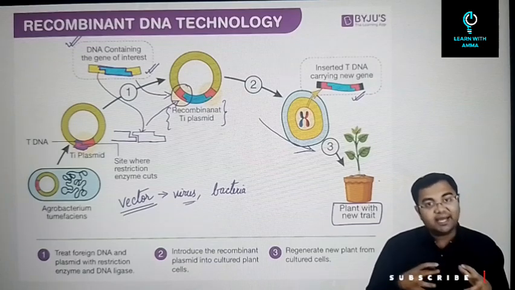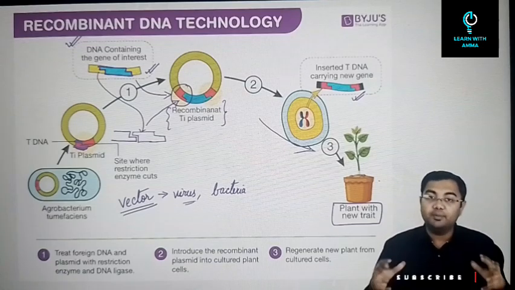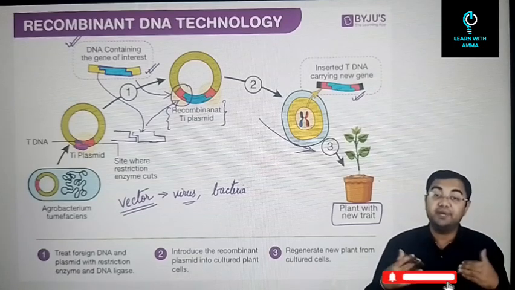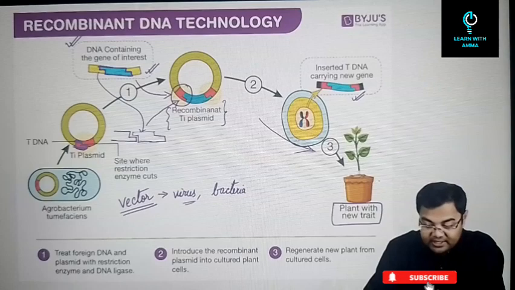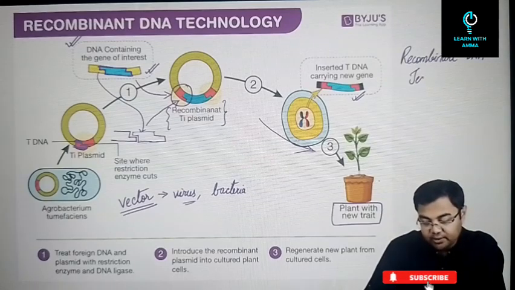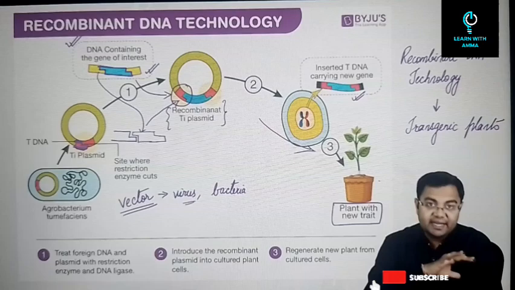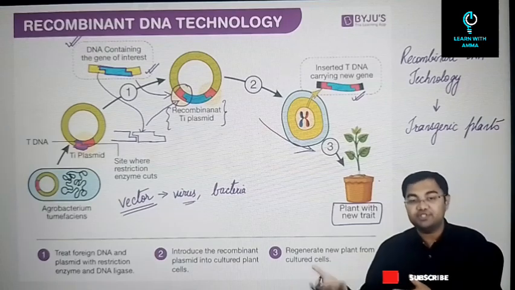So this is how the entire process of recombinant DNA technology is carried out. That's why this is called recombinant DNA technology. And what does recombinant DNA technology do? It produces transgenic plants. Alright, so this is the entire process, and thus you have this new property.